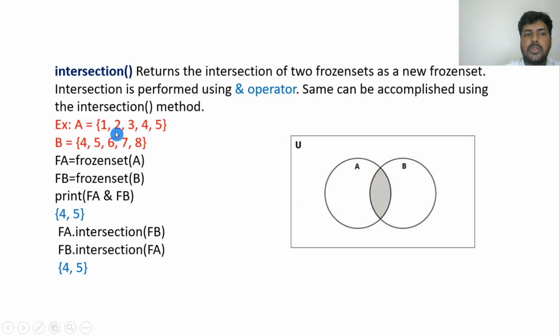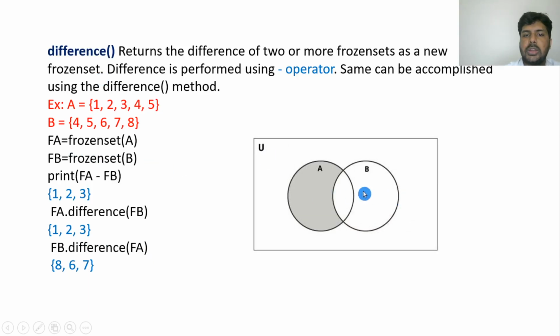For example, if 1 2 3 4 5 6 is there, and 4 5 6 7 8, so I will convert the A B sets into FA FB. Now if I say FA intersection FB, what will it do? It will give only common values, that is 4 and 5. In the same way we can also implement difference, where it will give the first set's values, deleting the second set's common elements.